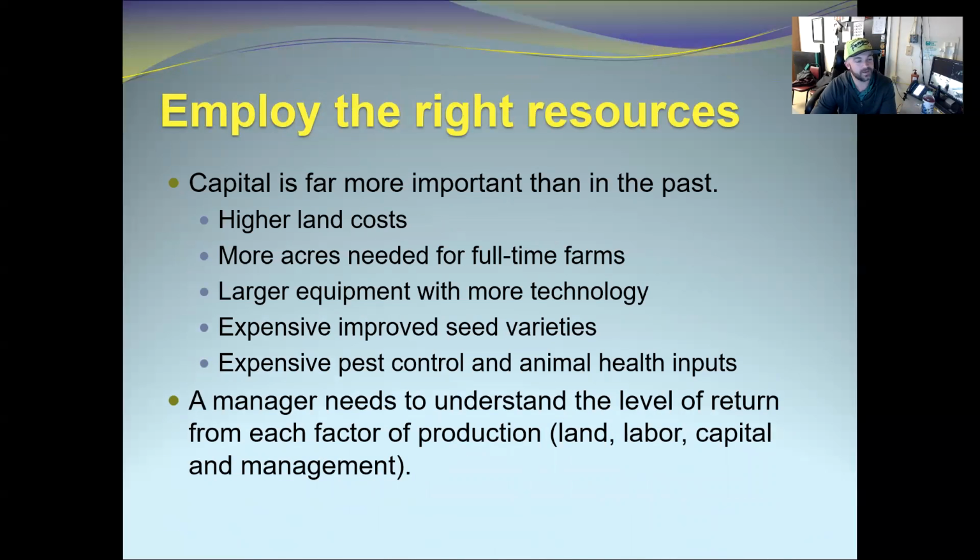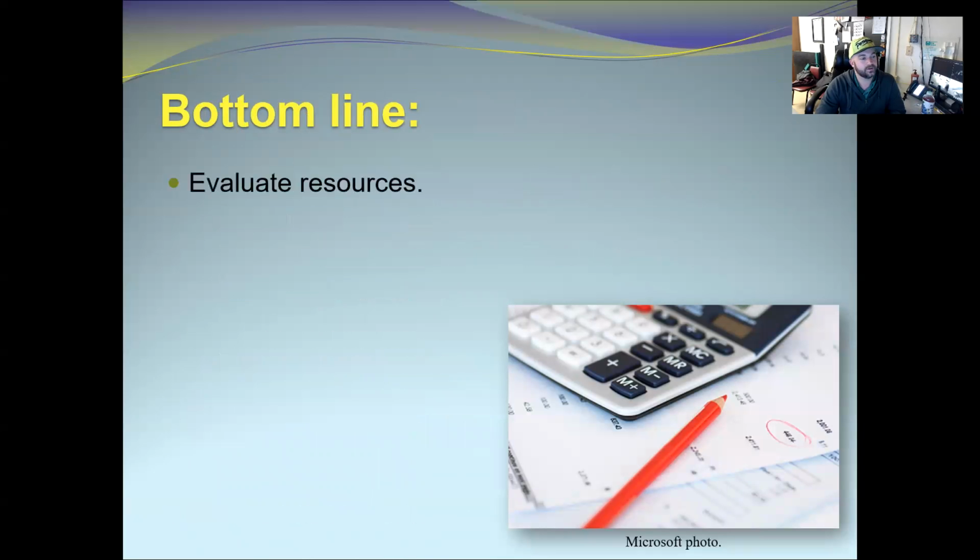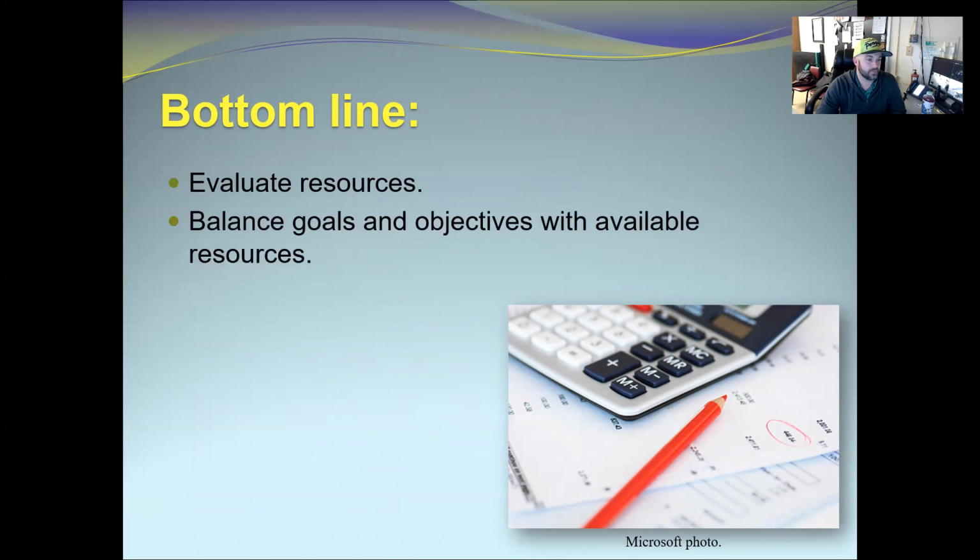A manager needs to understand the level of return from each factor of production, which is land, labor, capital, and management. The bottom line here is to evaluate your resources and balance goals and objectives with available resources. For any facet of your business, you want to make sure that you are managing correctly, keeping track of your capital, your land, anything and everything you need to succeed. This goes along with budgeting, going into your business plan.